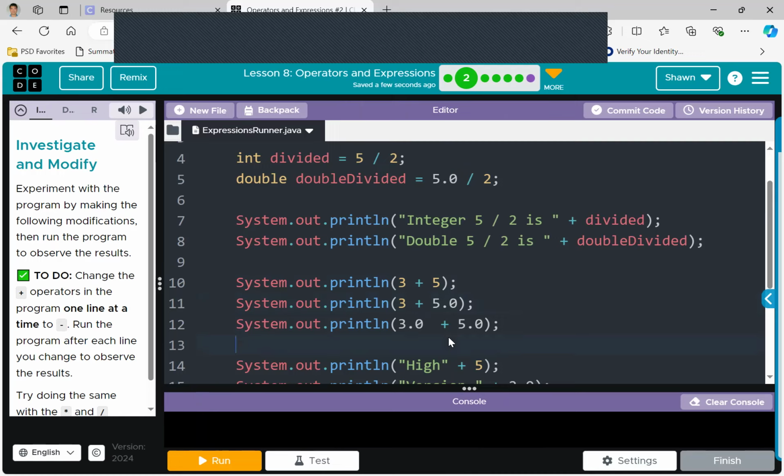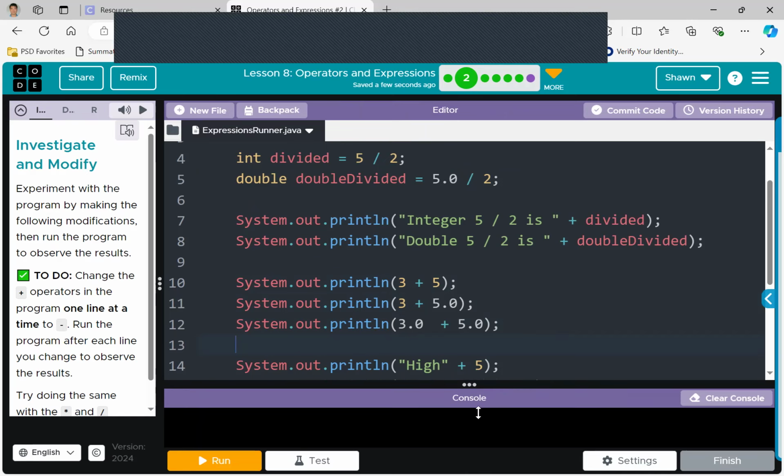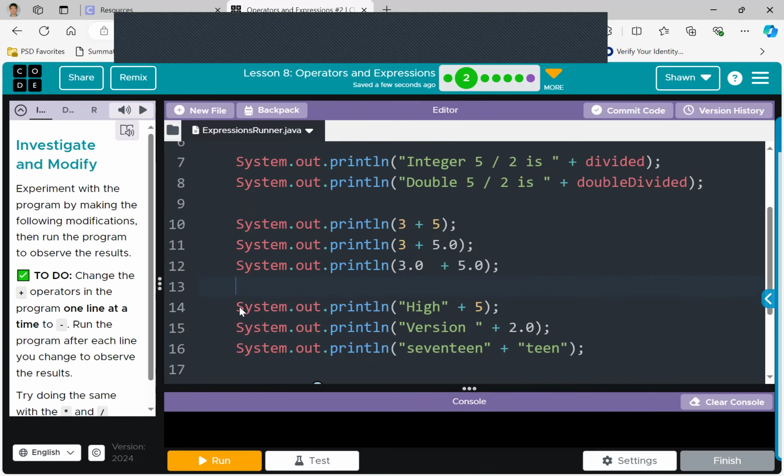Those are addition operators. So that's working. 3 plus 5 is 8, 3 plus 5.0 is 8.0, et cetera. Okay. We're going to look at what gets printed out in a minute. But something to keep in mind here is lines 14, 15, and 16.